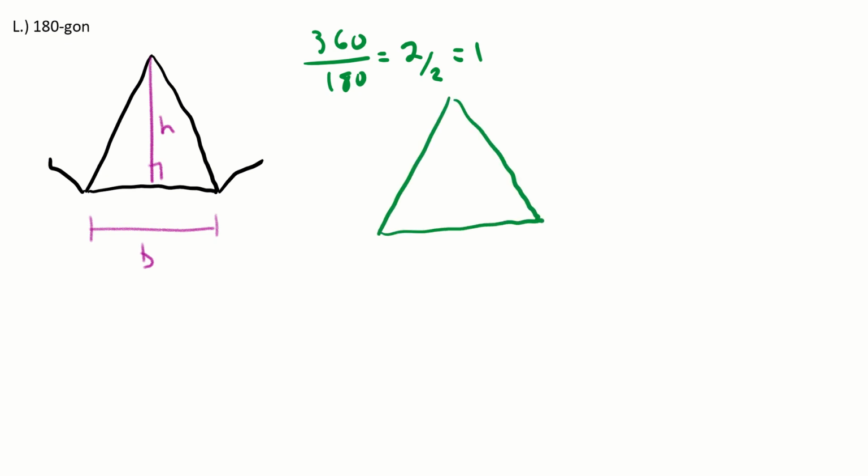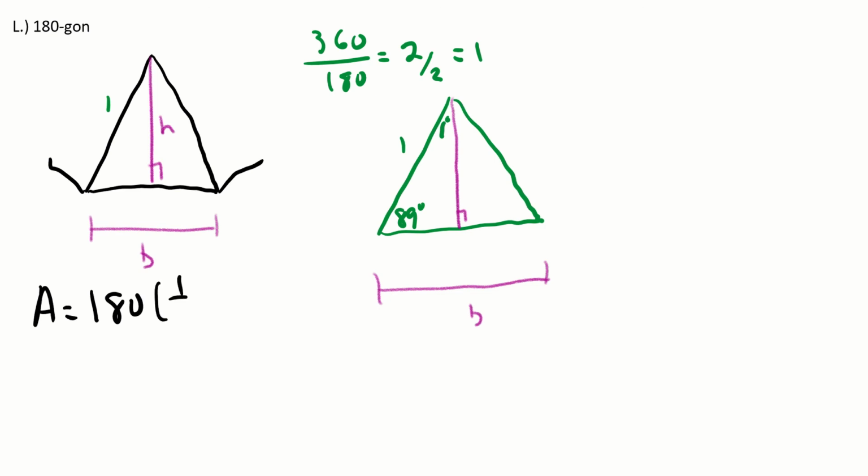So that means looking at the information in my triangle here, this is my height and this is my base, and I know the radius is 1. So I know this measurement here is 1 unit, and so I know this has to be 89 degrees. So now I'm doing the same thing. To get the area, it's going to be A equals 180 times 1/2 base times height. And just to simplify that, that'll be 90 times the base and the height. So just like the 15gon and just like the equilateral triangle, I need to find the base and the height.